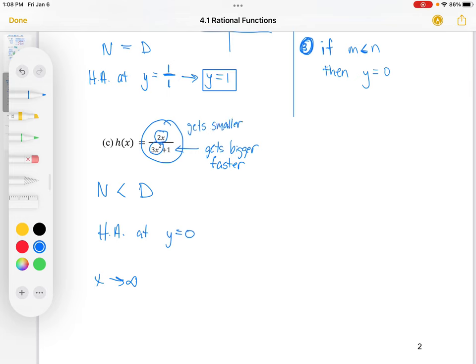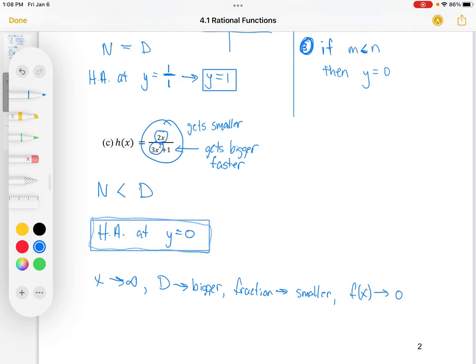As x gets bigger, I'm going to write this down. As x gets bigger, the denominator gets bigger. And when the denominator gets bigger, the fraction gets smaller. And it gets smaller and smaller the bigger x gets, so small that we say that the value of the function approaches 0. So our horizontal asymptote is at y equals 0.